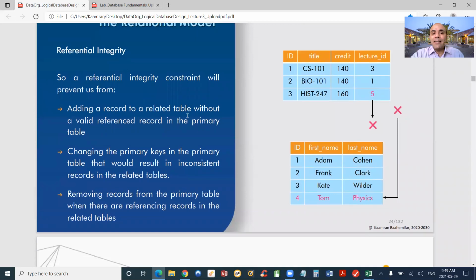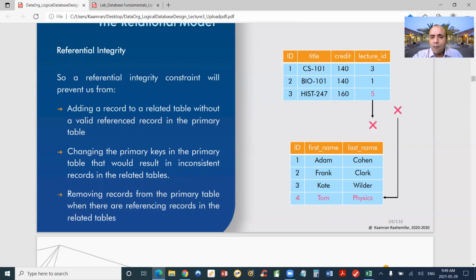Adding a record to a related table without a valid reference record in the primary table is a no-no. So for example, this picture is actually very nice. You take a look at the primary table, and then you're going to refer to 5. What do you mean by 5? There is no 5. So when you say 5 and I say update, the program goes, there is no way it's going to update because there is no 5. You can't put 5 there. The only way you can do 5 is to say 5 here, and then say NULL, and then say NULL. That you can.